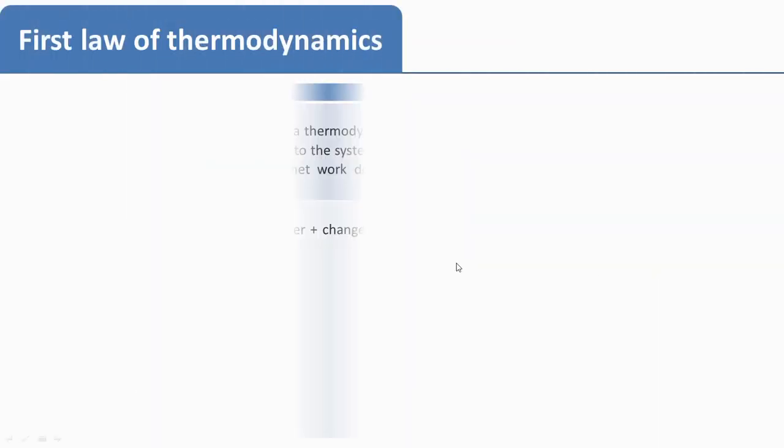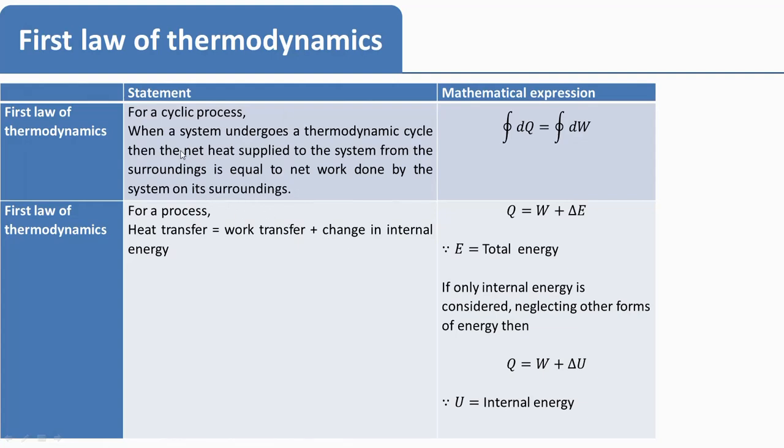Now, as far as the first law of thermodynamics is concerned, it can be applied to the cyclic process as a cyclic integral. So the cyclic integral of heat transfer is equal to the cyclic integral of work transfer. For a process, heat transfer is equal to work transfer plus change in internal energy. Capital E is the total energy, and if only internal energy is considered, neglecting the other forms of energy, that is change in potential energy, change in kinetic energy, etc., then Q is equal to W plus delta U, where delta U is the change in internal energy.